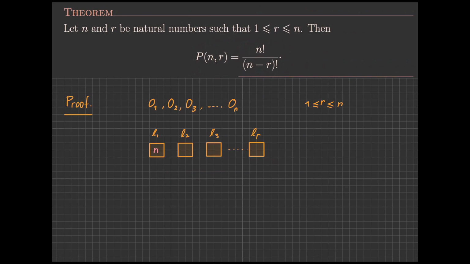When I do the first one, it means I chose one of these objects and put it in the first location. Then I go to the next location. How many options are available for me now? n minus 1. And then n minus 2. Now can you tell me how many options will be available for the last, rth location? Is it n minus r? No, this is usually the mistake that people make. It's not n minus r.